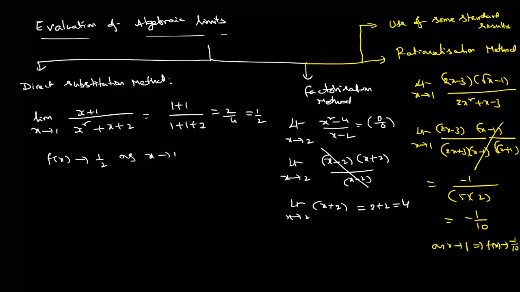0 by 0 means that is the indeterminate form. I told you, no, Pranit, it is the indeterminate form. I think you joined lately. 0 by 0, infinity by infinity, these are what? Indeterminate forms.